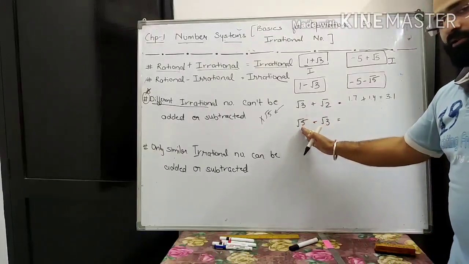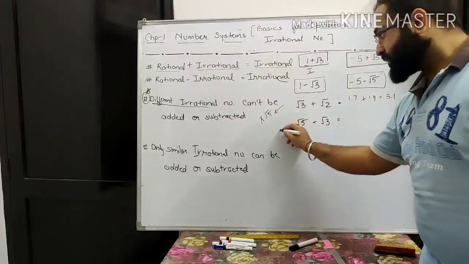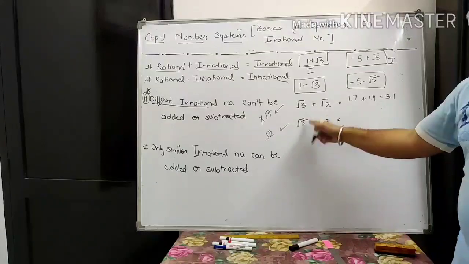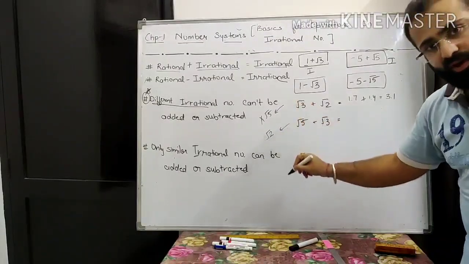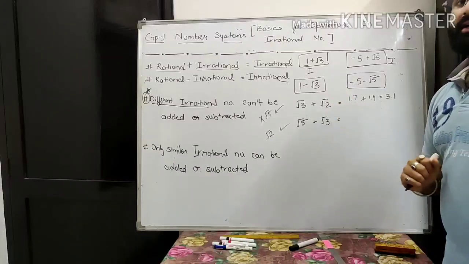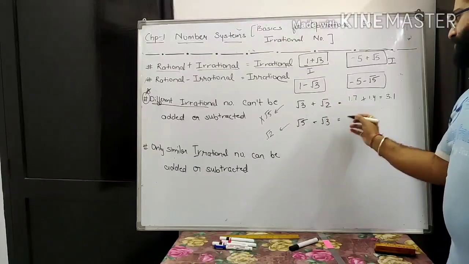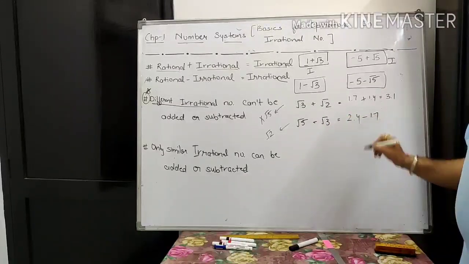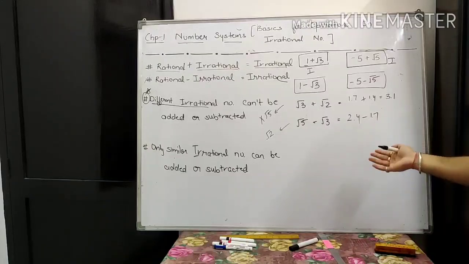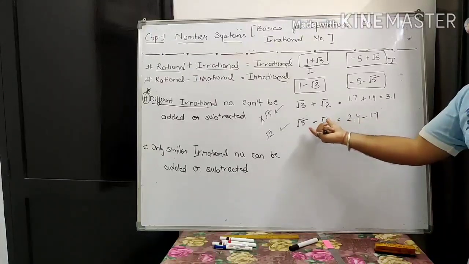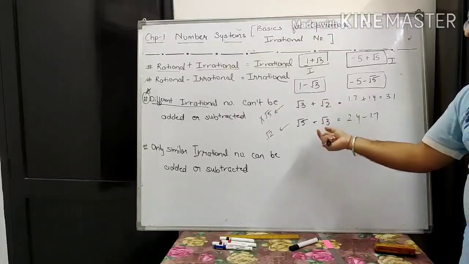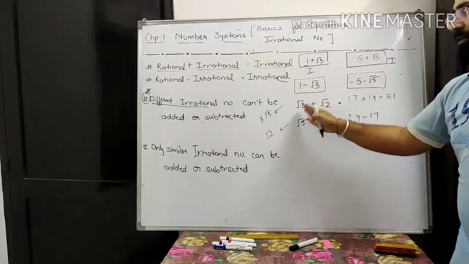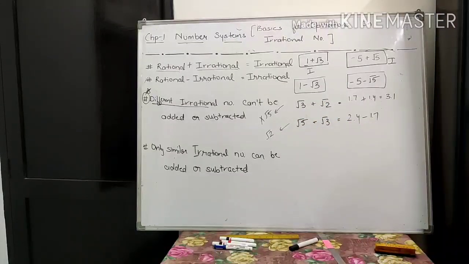Similarly, when we have under root 5 minus under root 3, many students write under root 2, subtracting 5 minus 3 and keeping the under root for both. But this is wrong. You cannot simply subtract two different irrational numbers. But if you substitute their approximate values, like 2.4 for under root 5 and 1.7 for under root 3, and subtract, you'll get your answer, which is the approximate value. Before that you need to take their approximated decimal values. So you simply cannot subtract or add two different irrational numbers.